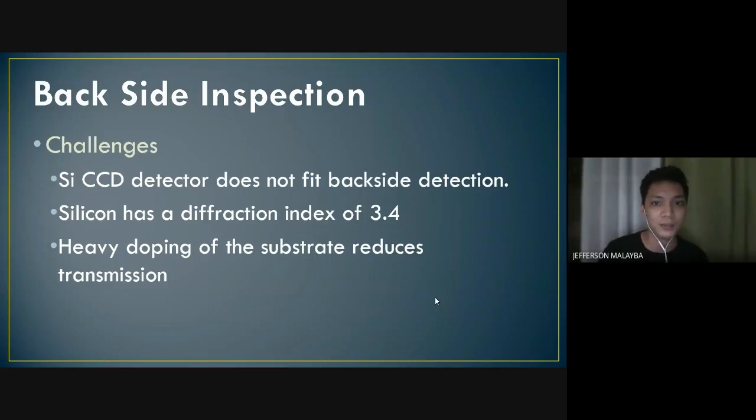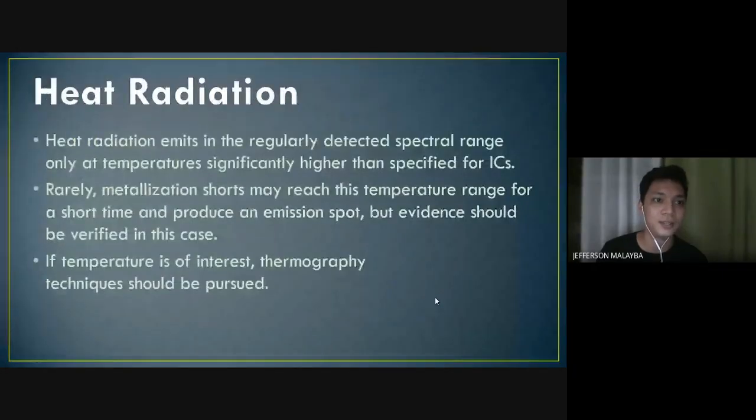And the last one would be the heat radiation. Heat radiation emits in the regularly detected spectral range only at temperatures significantly higher than specified for ICs. Rarely, metallization shorts may reach this temperature range for a short time and produce an emission spot, but evidence should be verified in this case.